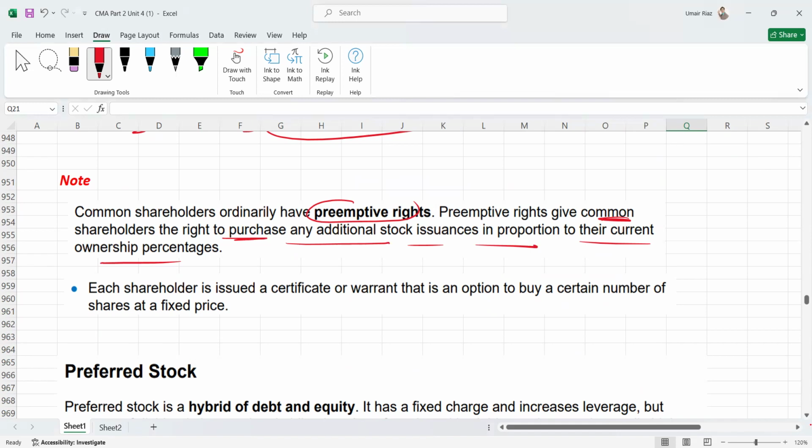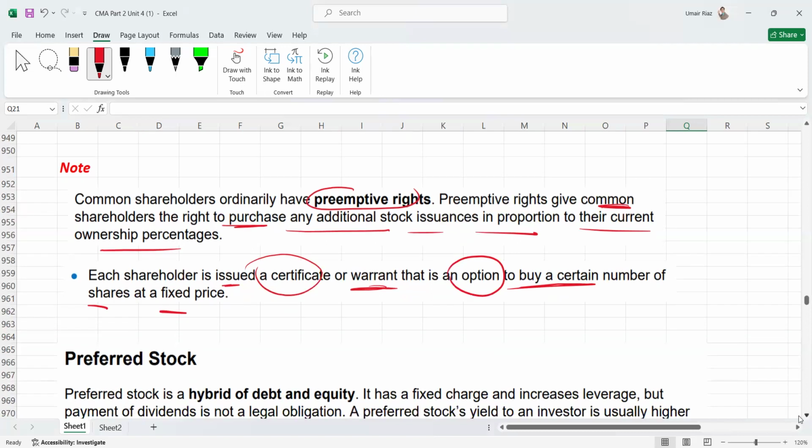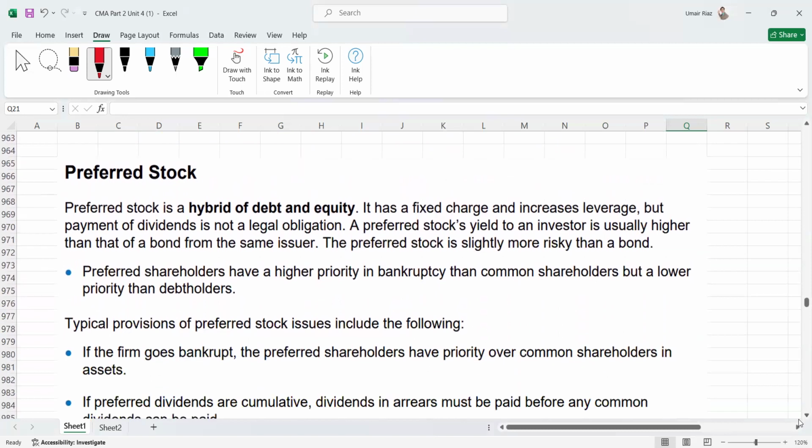Then also remember, please, sometimes we also issue a certificate or warrant with the stock. So what is a warrant? A warrant is actually an option to buy a certain number of shares at a fixed price. So this is what a warrant is. All these points are relevant to common stock, or common shares. Now we have other types here. Then we'll see a couple of questions so you can get an idea how questions will be discussed.